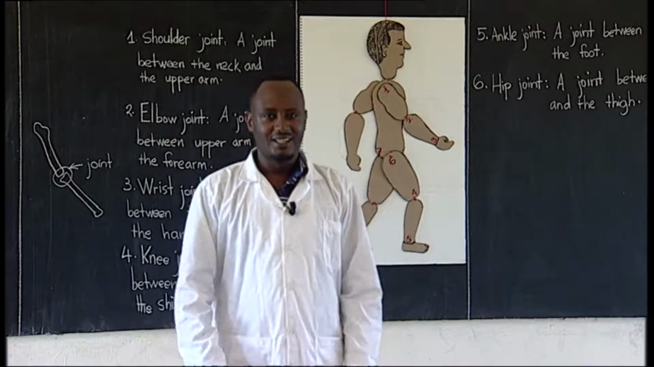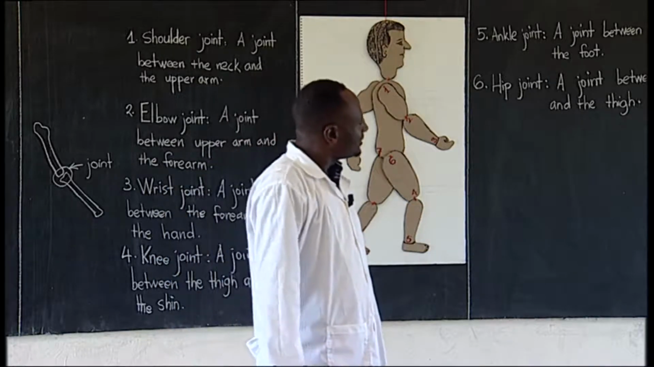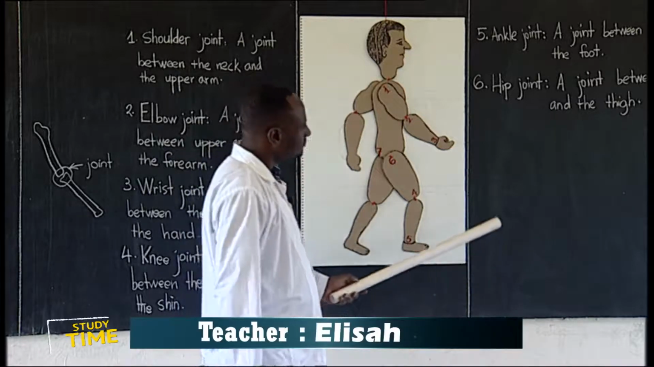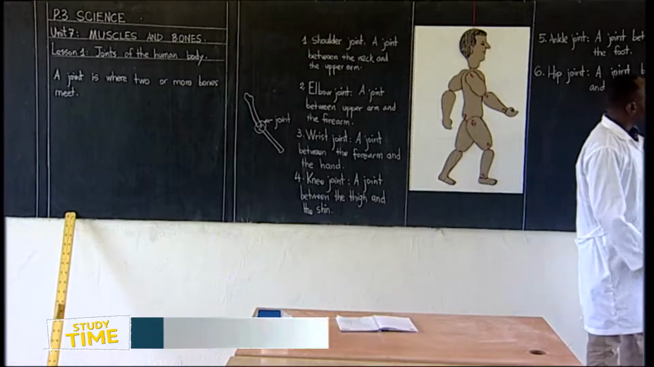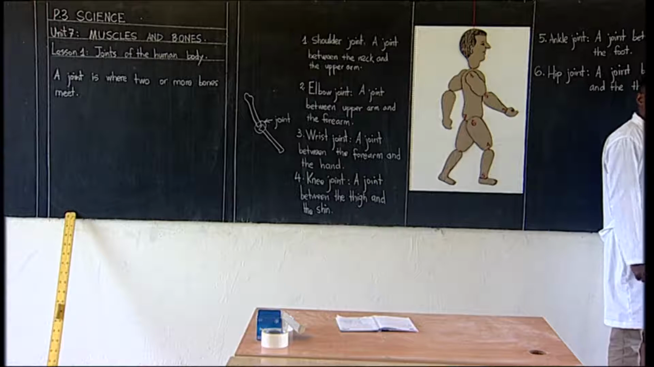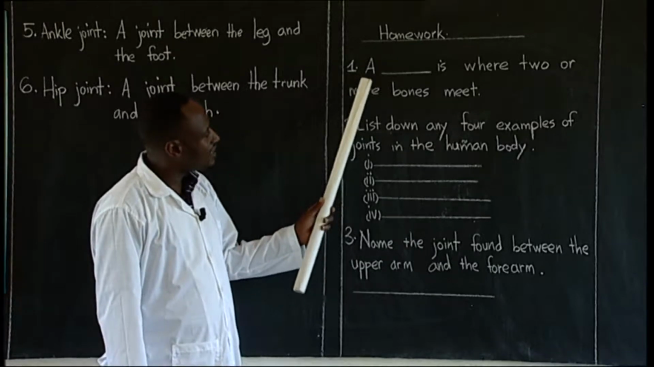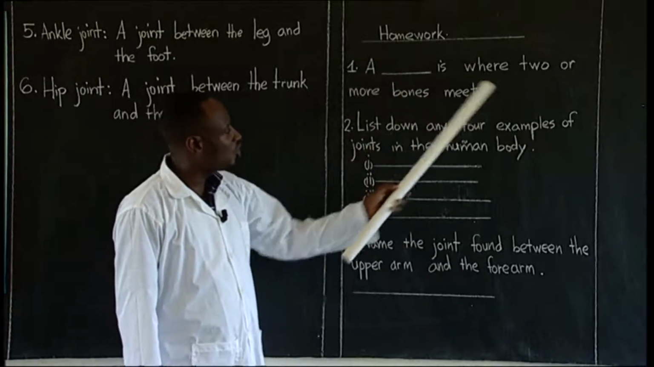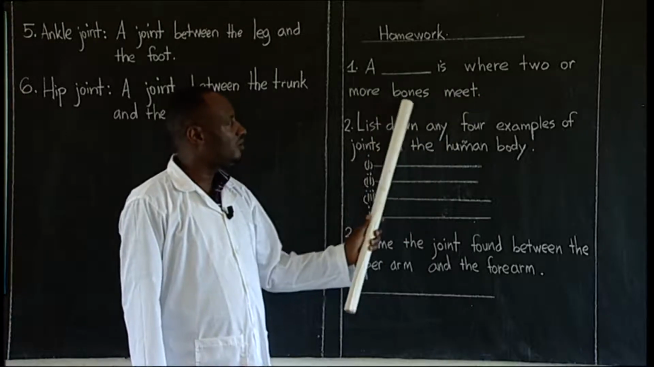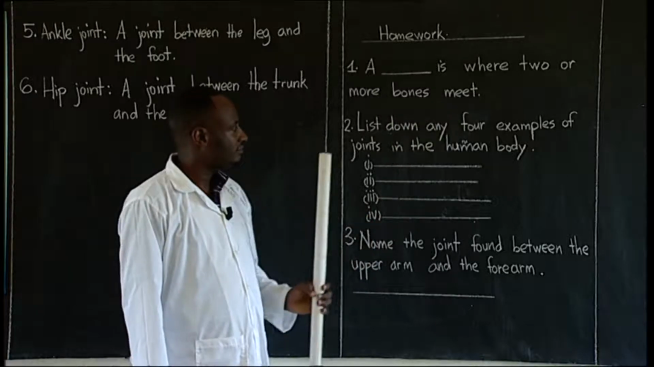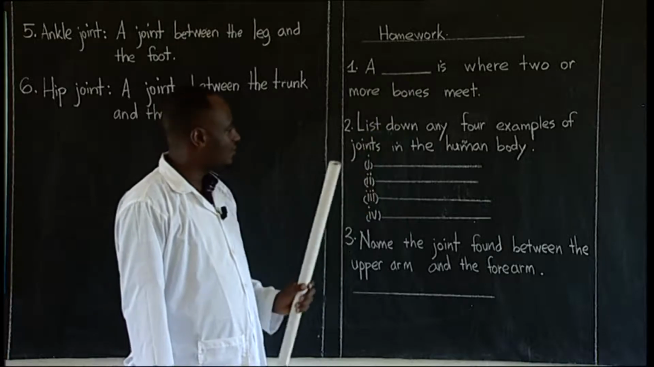Wow. Thank you for listening to me. We are going to look at the homework of today. Today's homework is a simple one, whereby we shall have number 1: a dash is where 2 or more bones meet. I want the answer here. Fill in the blank with the correct answer.